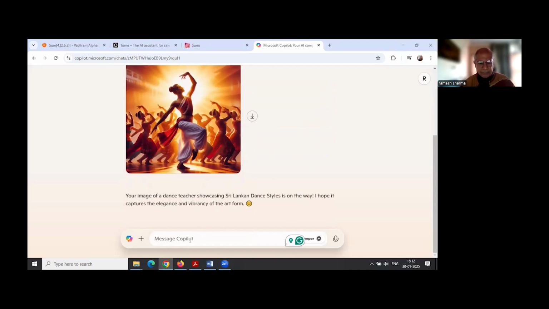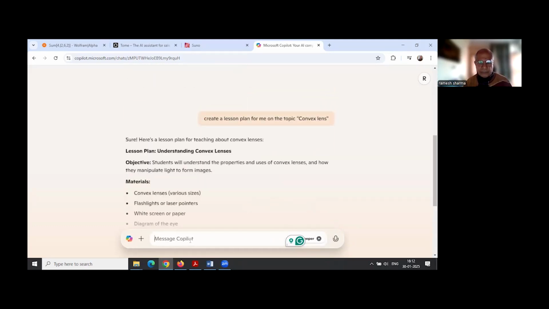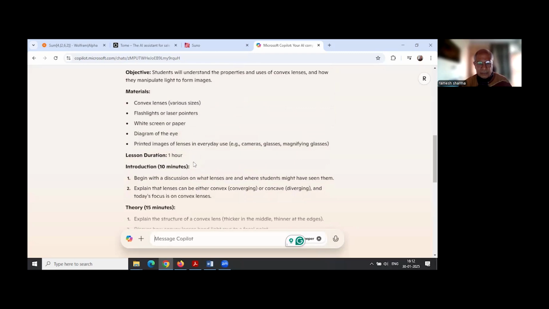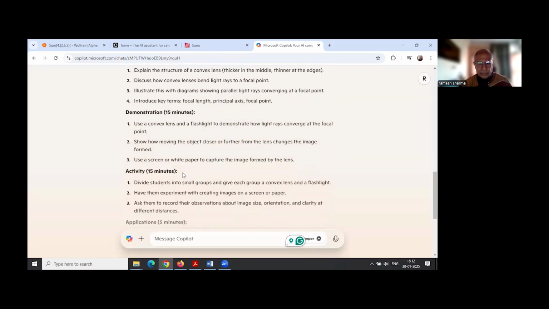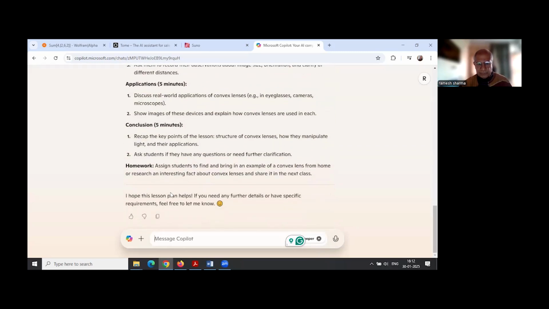Say, for example, create a lesson plan for me on the topic convex lens. So now it has created Understanding Convex Lens. The student will, these are the objectives, these are the materials, duration, introduction, theory, demonstration, activity, application, conclusion, and homework. I hope this lesson plan helps you if you need.